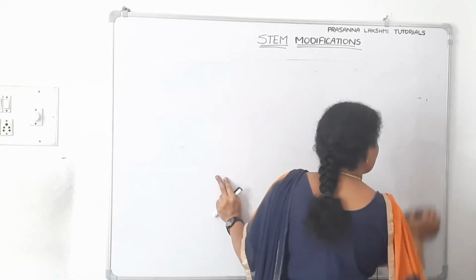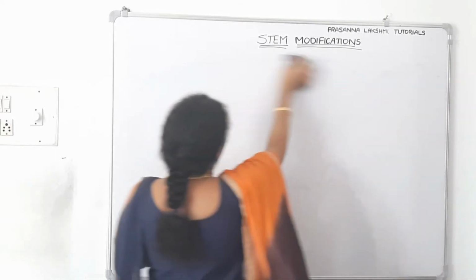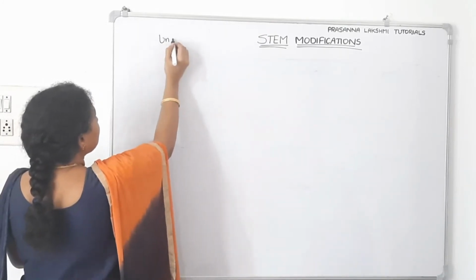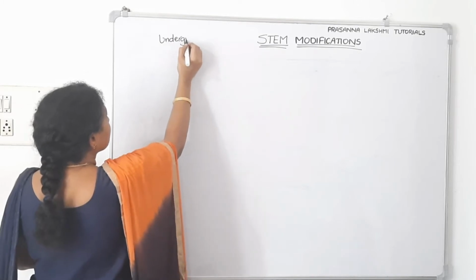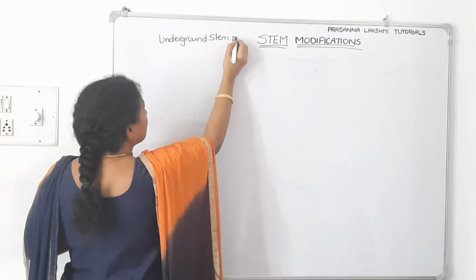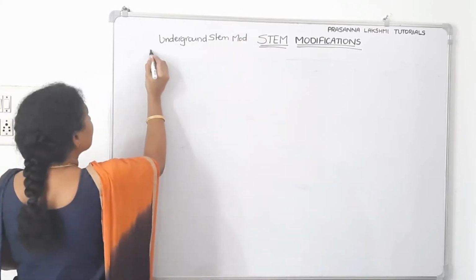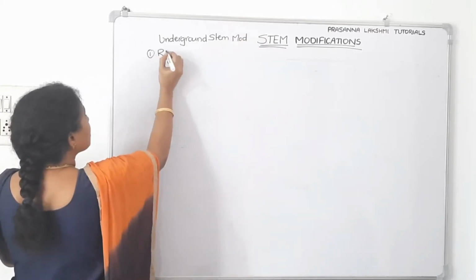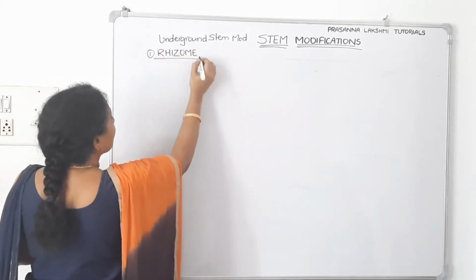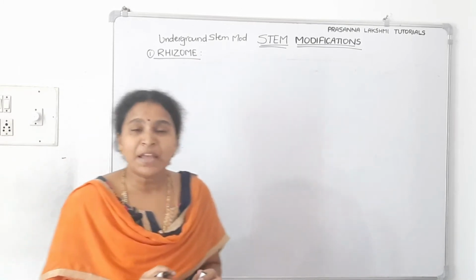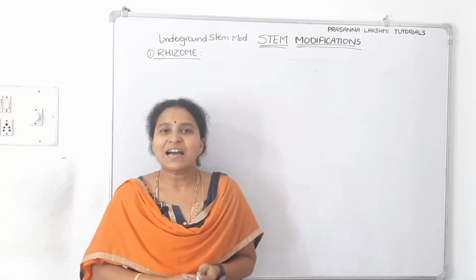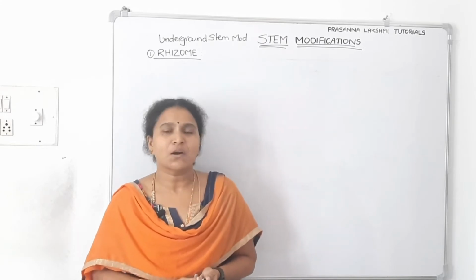Now, if we have to see in detail so that you can memorize more, we'll go with underground stem modifications first. Under that, the first one we have to discuss is rhizome. And the example we have taken for rhizome is Zingiber officinale, means ginger. Curcuma longa means turmeric. What is rhizome?